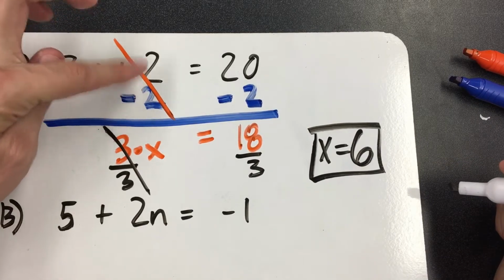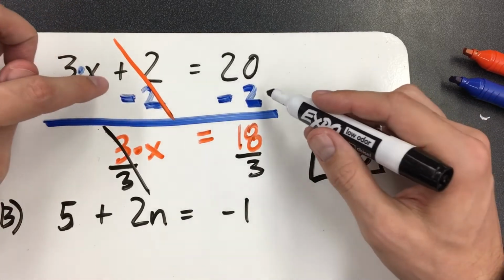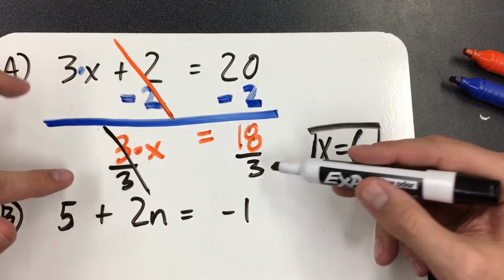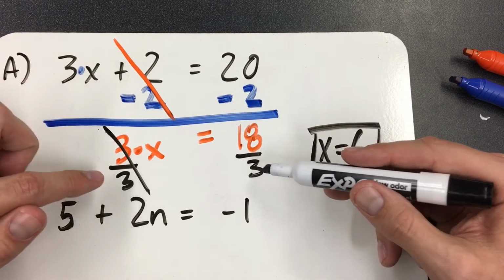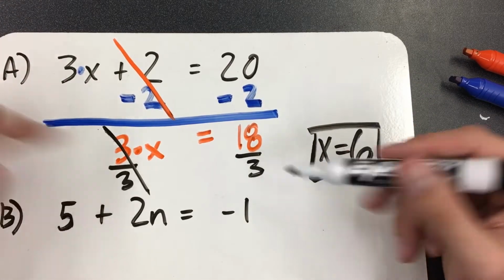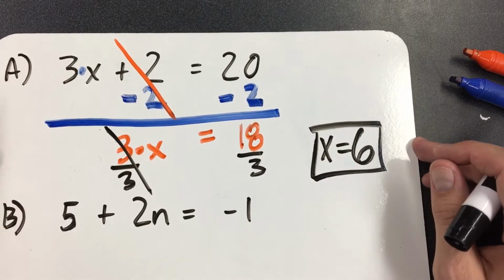In step 1, we're doing the adding or subtracting on both sides. Here we did subtracting on both sides. And then step 2, we're going to do multiplying or dividing. It's usually dividing, and here we did dividing by 3 on both sides. Okay, now let's do a different example.